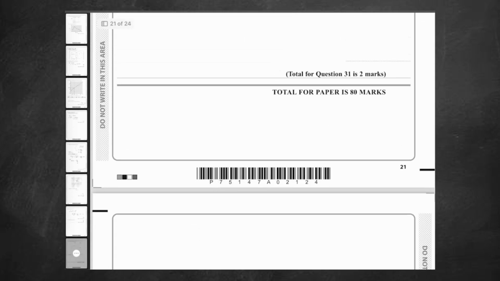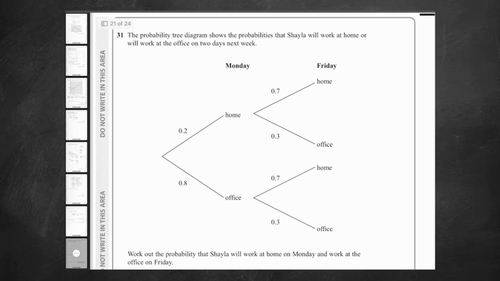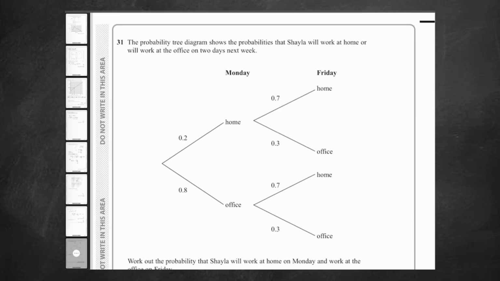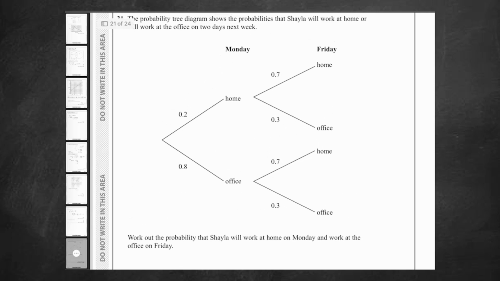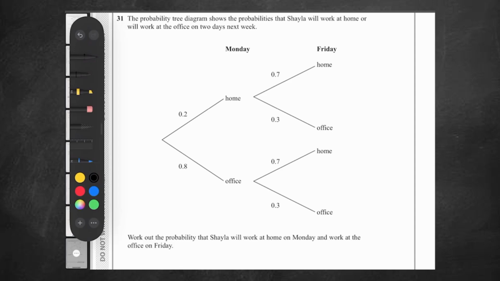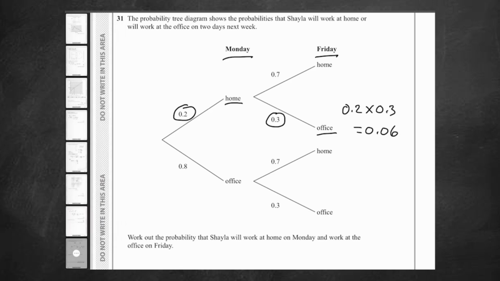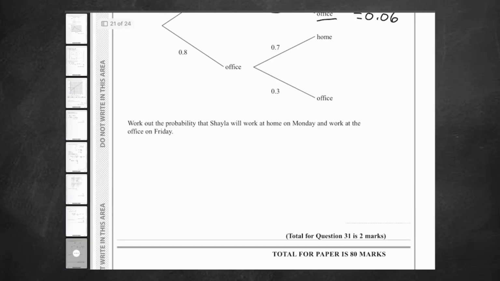Question 31 is the final question on the paper. It's a probability question. The probability tree diagram shows the probabilities that Shayla will work at home or will work at the office on 2 days next week. Work out the probability that Shayla will work at home on Monday and work at the office on Friday. So, Monday, home, 0.2, and Friday, office, 0.3. What we need to do is 0.2 times 0.3, which is 0.06.